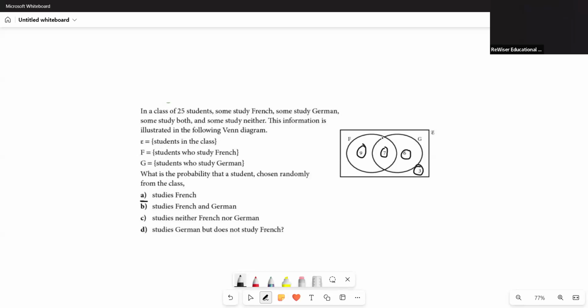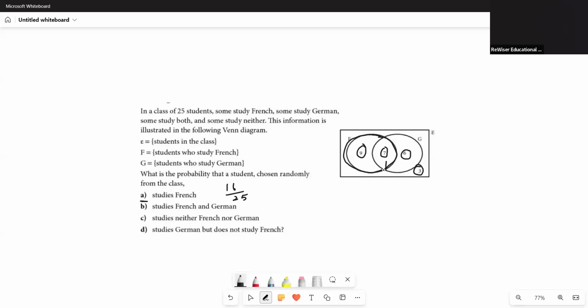So if I'm talking about French, that's the French circle, right? So the probability should be equal to 16 over 25. Please remember that it studies French. It doesn't say studies French only. If the word would have been only, we would have gone for 9 by 25.